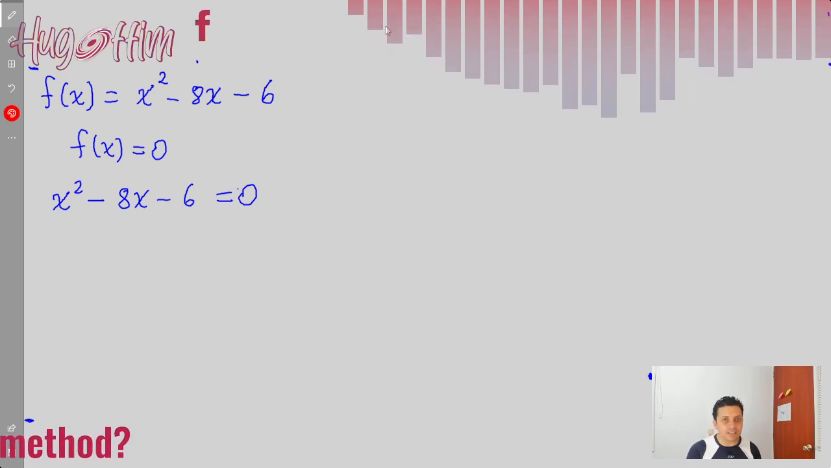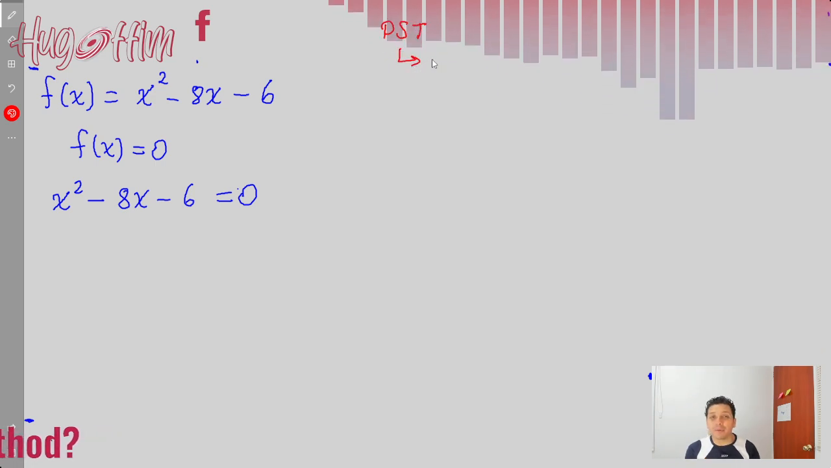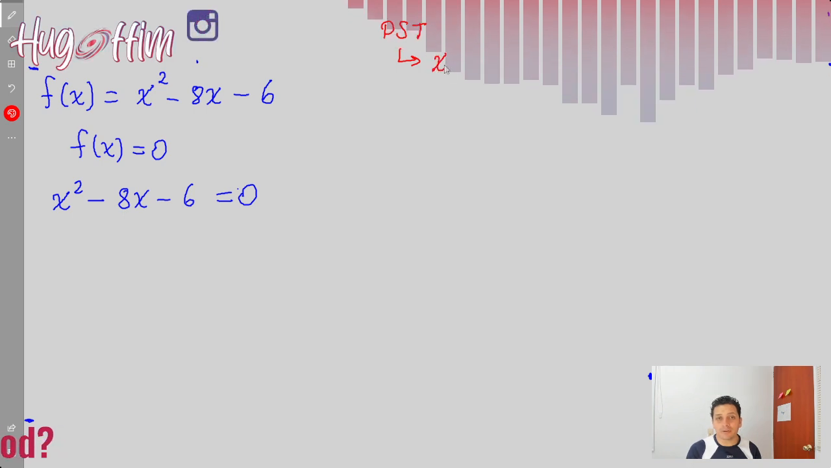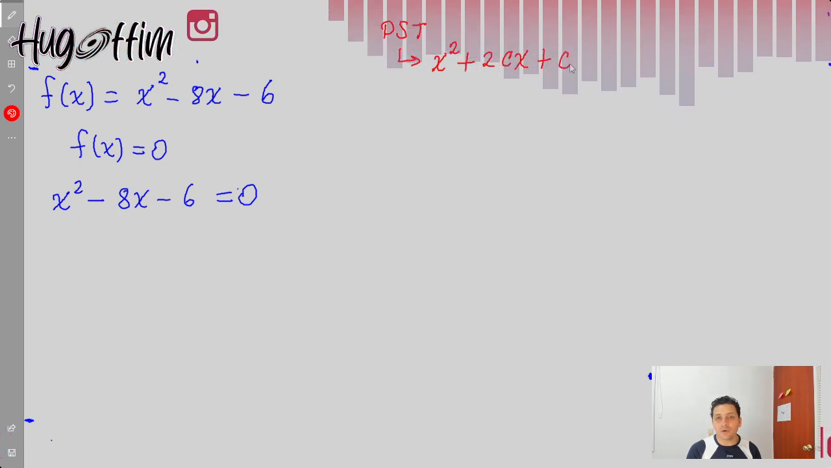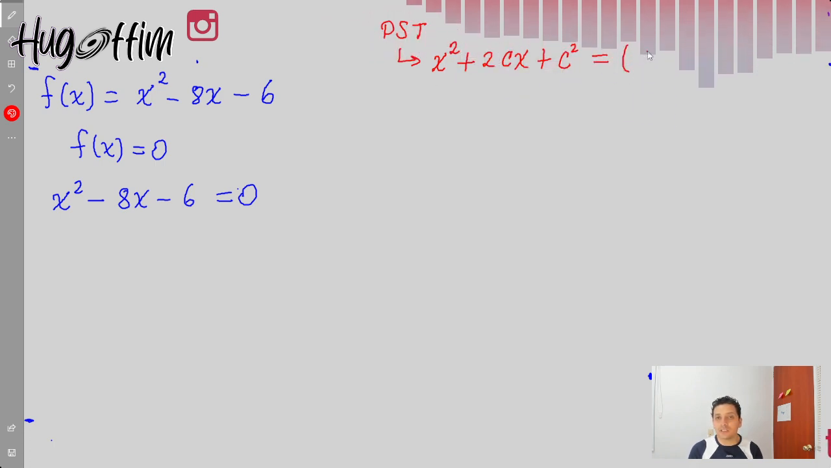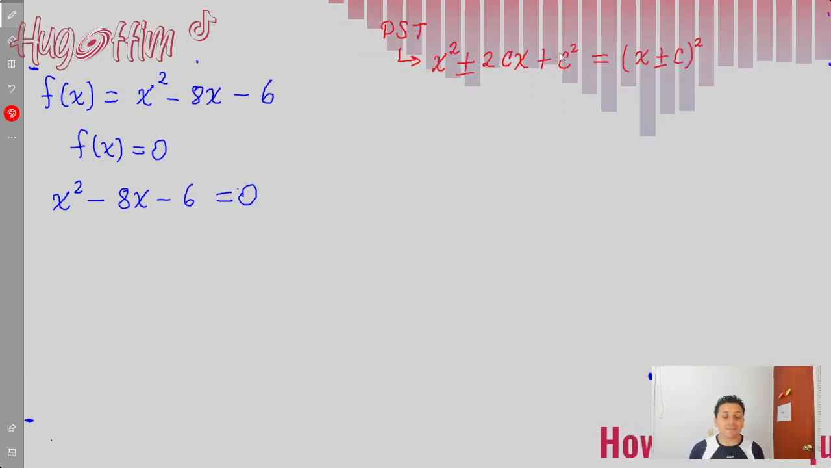So I'm going to write the perfect square trinomial here, so you can remember how to write it. We can write the perfect square trinomial as x squared plus 2cx plus c squared. When we have this trinomial, we can factor it using the form (x plus c) to the second power. What happens if I need the negative sign? (x minus c), so I just need to put the negative in the middle term, the term that has x to the first power. So this is the perfect square trinomial.